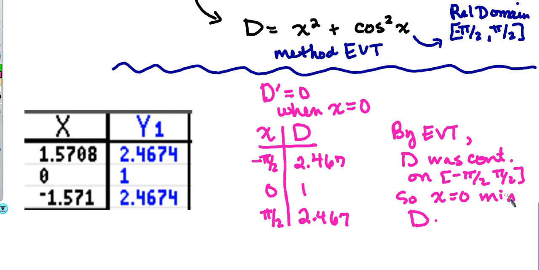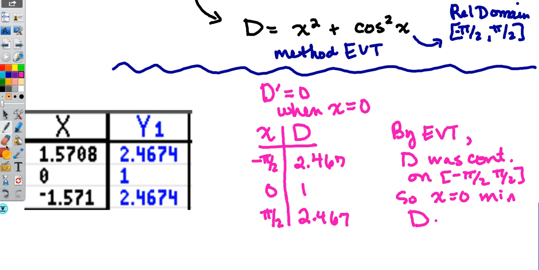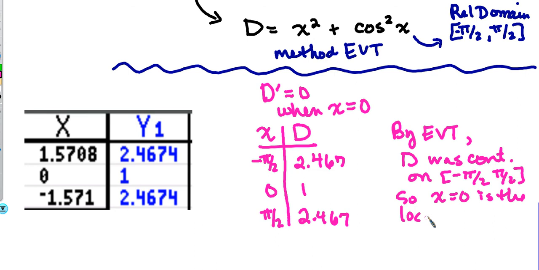It is a global or absolute min, which is what we're looking for. So maybe I might want to add that it's an absolute versus a relative to make sure we know that. X equal to 0 is the location of the absolute min on D.